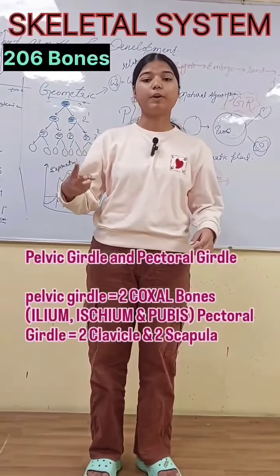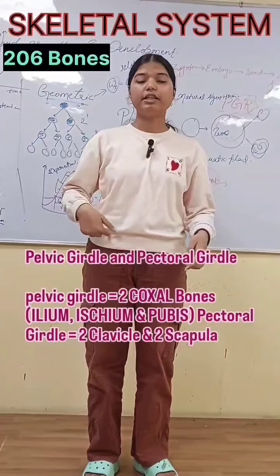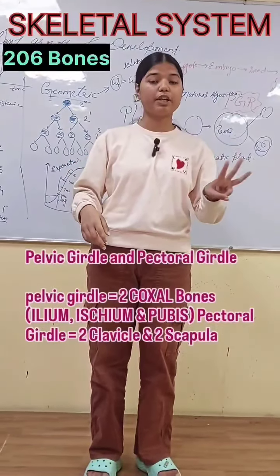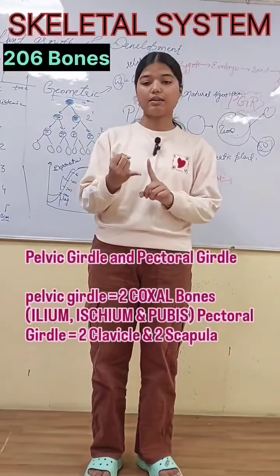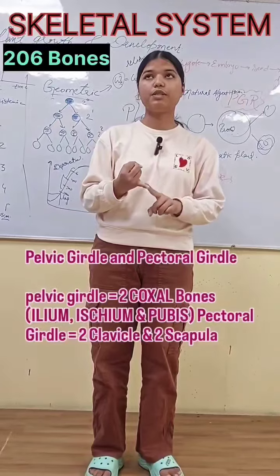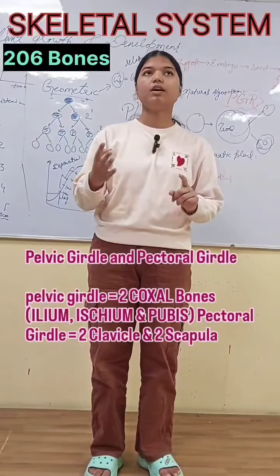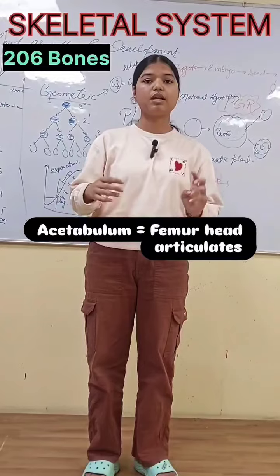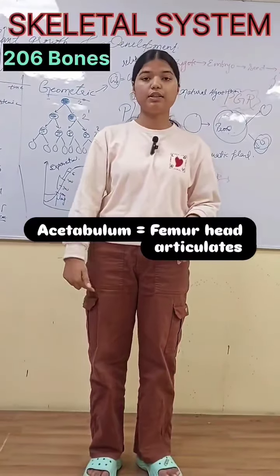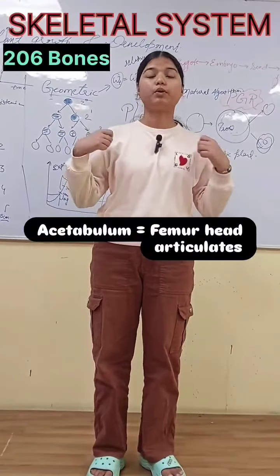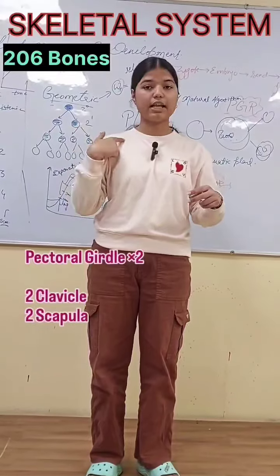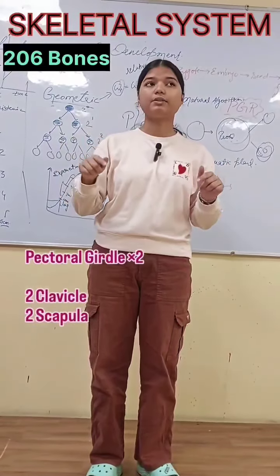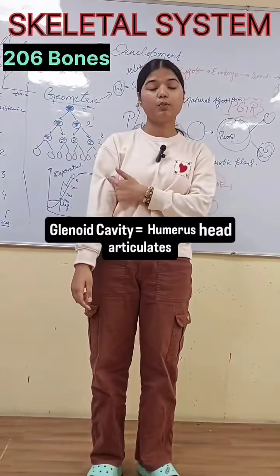Girdles have 2 parts, pelvic girdle and pectoral girdle. The pelvic girdle has 2 coxal bones, each coxal bone made up of 3 fused bones, ischium, pubis and ilium. The cavity formed by the fusion of these 3 bones is called the acetabulum, and the head of the femur is attached to the acetabulum. The pectoral girdle has 2 pairs, 2 clavicles and 2 scapulae, and the cavity is called the glenoid cavity where the head of the humerus is attached.